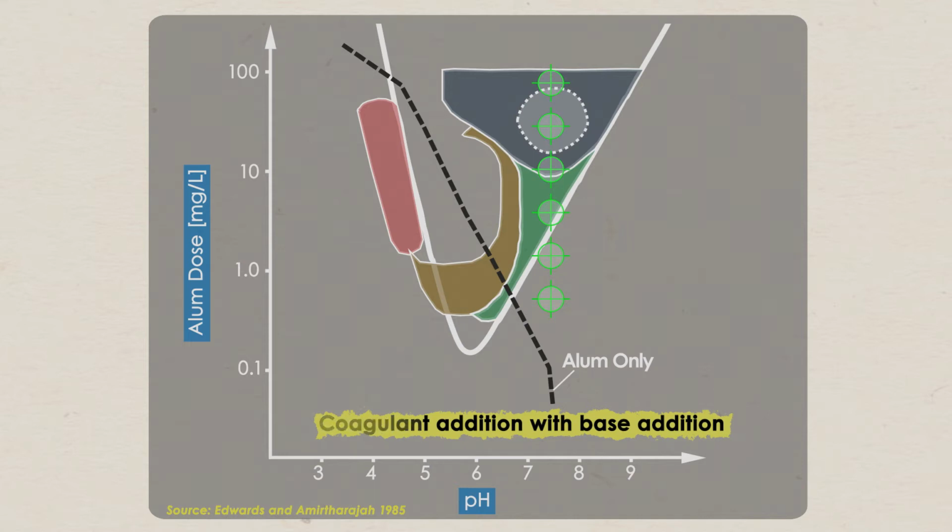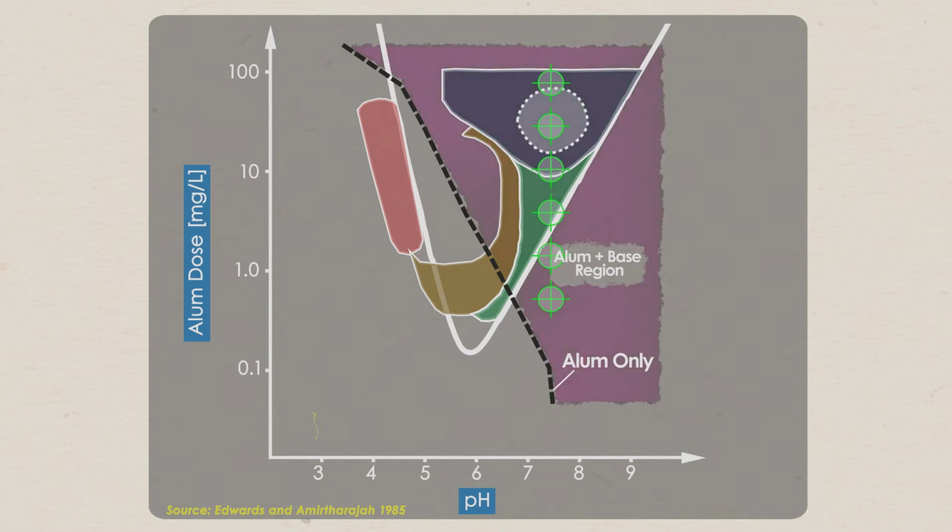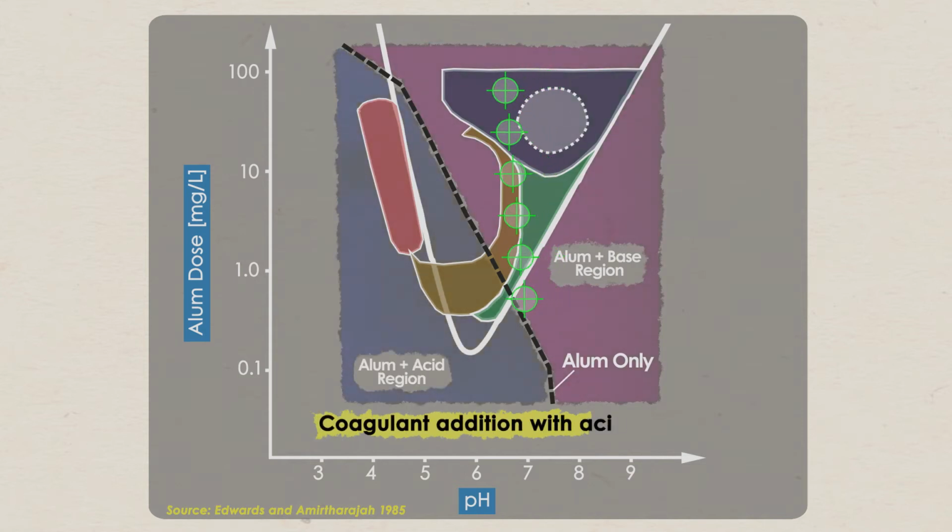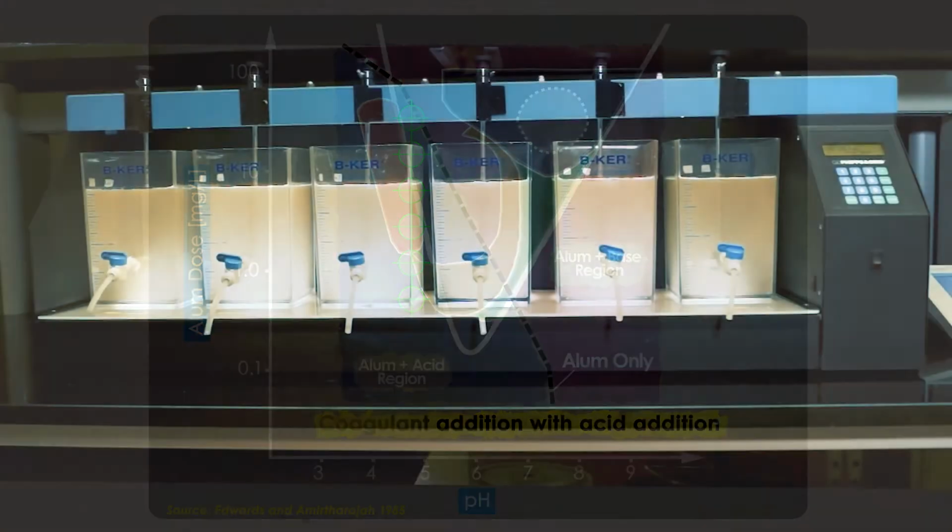The only problem with base addition is it only allows us to move to the right side of the coagulation diagram. To move to the left side of the diagram, we have to add acid. Particularly if we want to get to the lower left where we would expect charge neutralization to occur, acid is a requirement. Enhanced coagulation also occurs on the left of the diagram with acid, but typically at higher dosages.